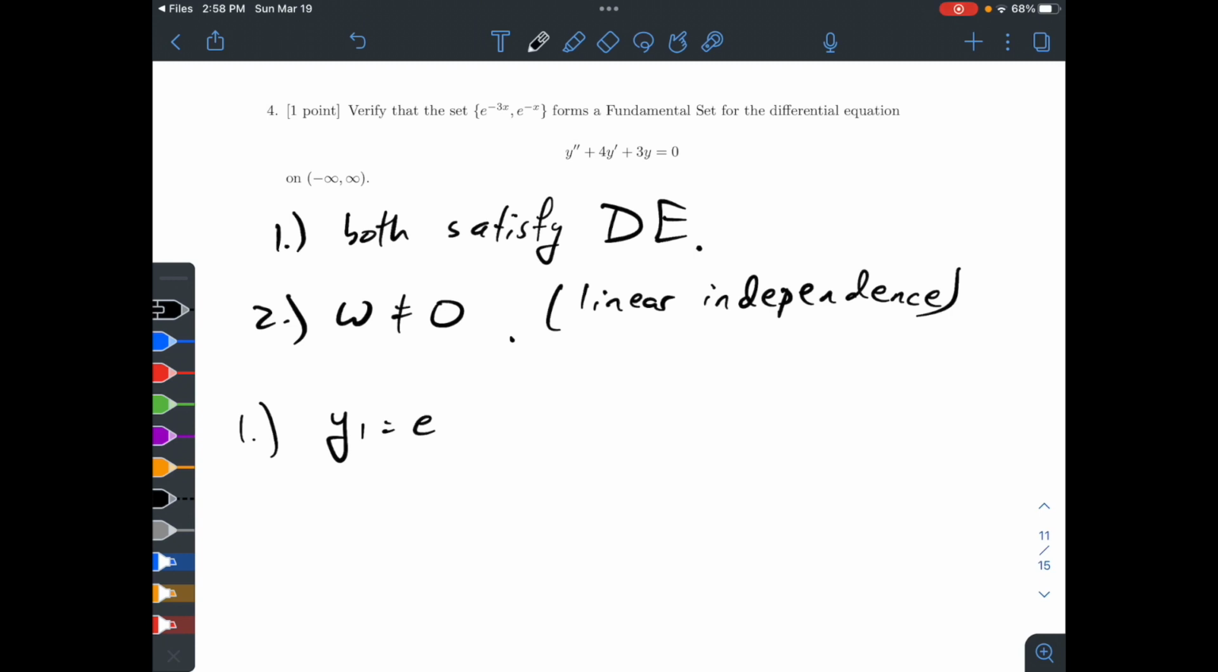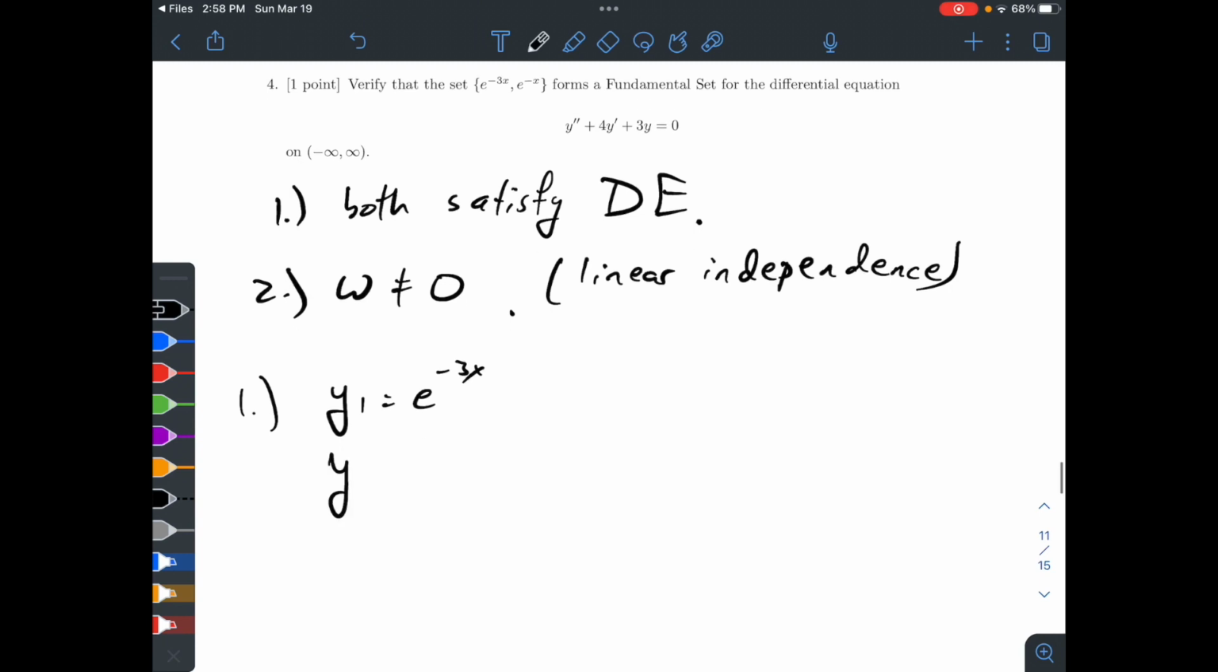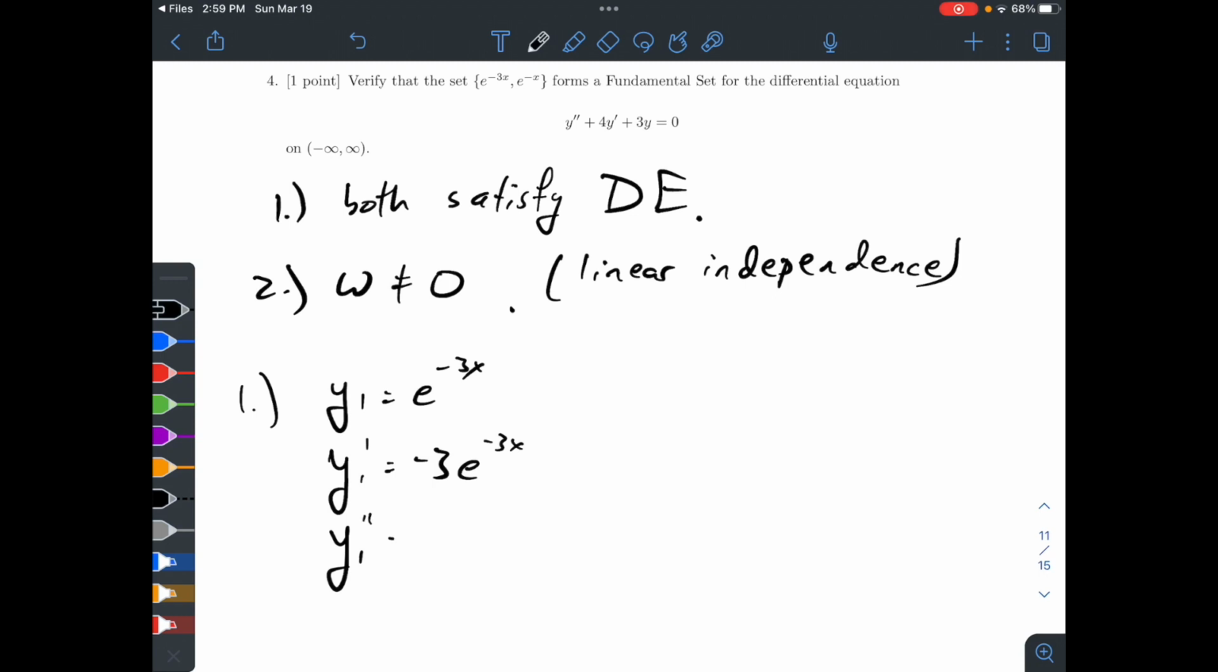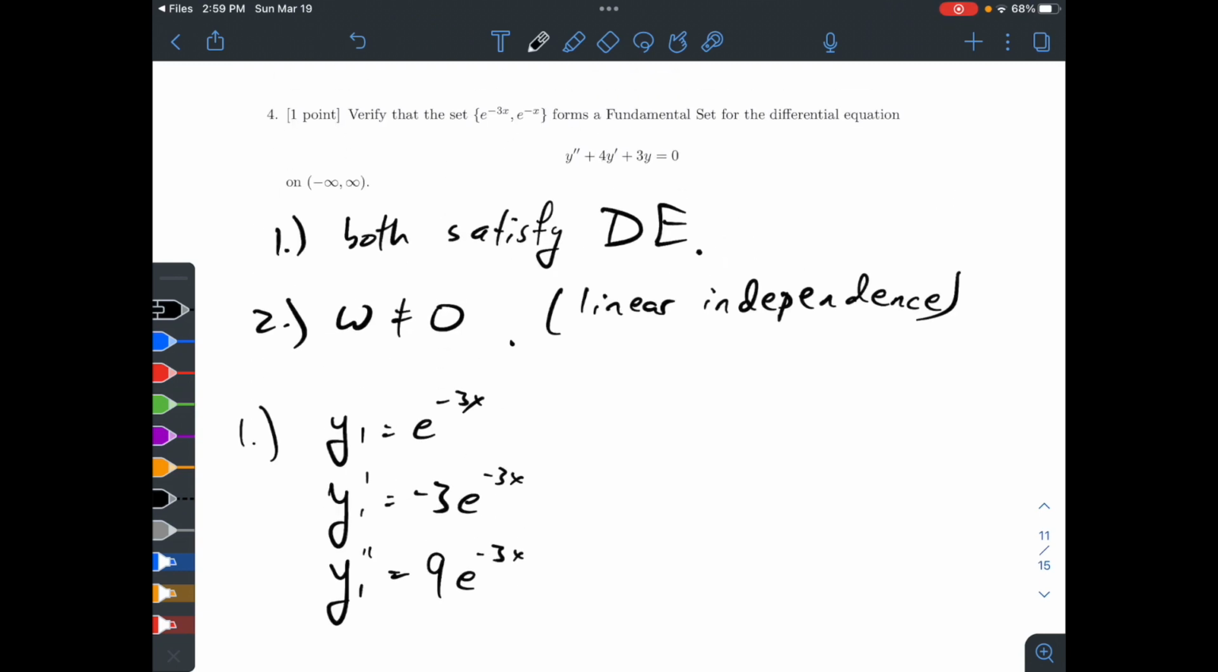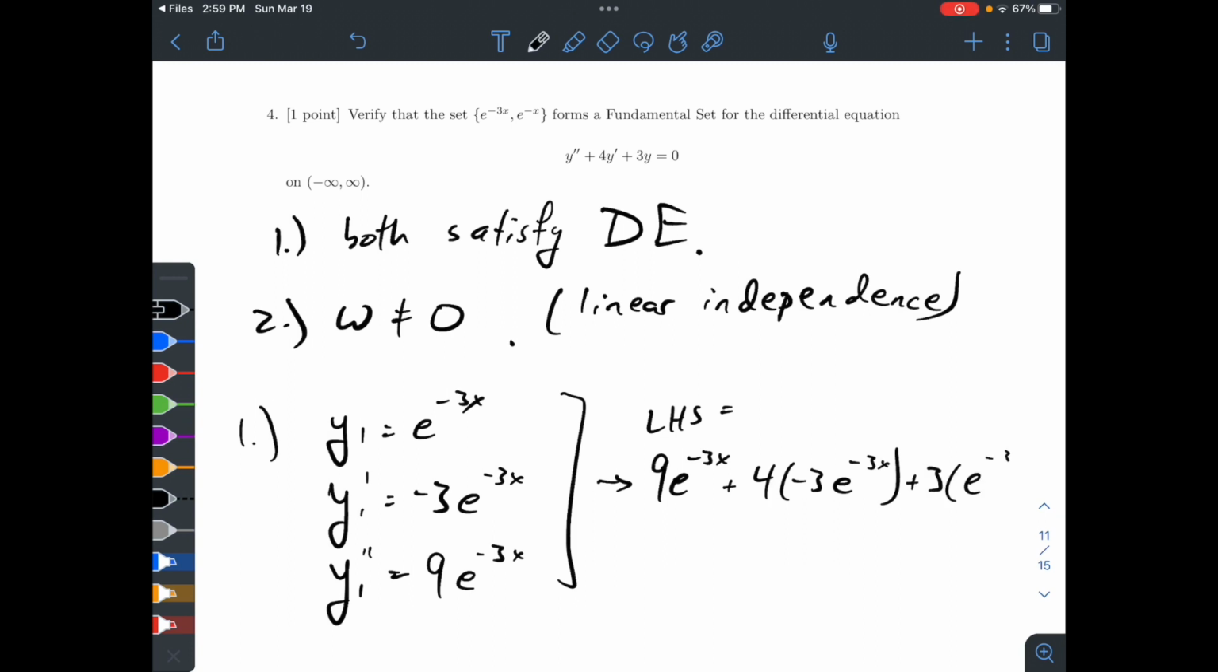Let's just do it for y1 equals e to the negative 3x. On an exam you would have to do it for both of them, right? But just take a look at the y1 and y2 written out on these solutions that I post in Husky CT. Anyway, to plug it into the DE, you take your first and second derivatives and then plug it in. So our left-hand side is equal to y double prime plus 4 times y prime plus 3 times y.